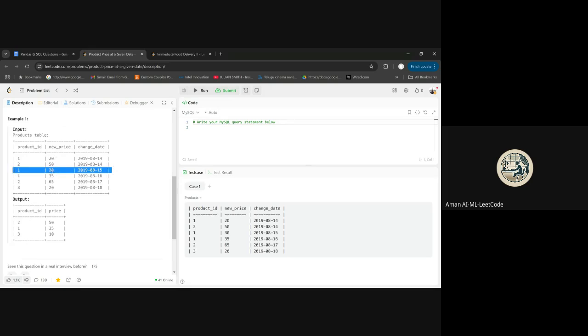We changed it to 30. Before this date, the price for this was 30, but we changed it to 35. Before this date, the price for this product 2 was 50, but we changed it to 65. Before this date, the product price for ID 3 was 10, we changed it to 20. All clear? Make sure you understand the question.